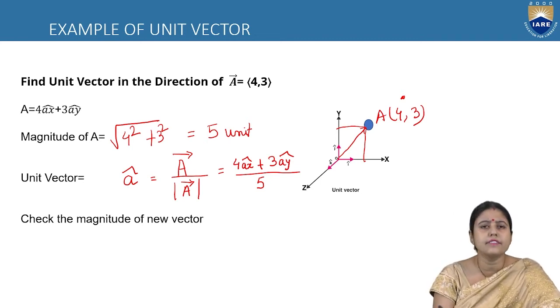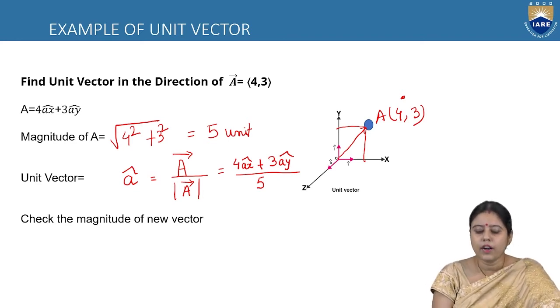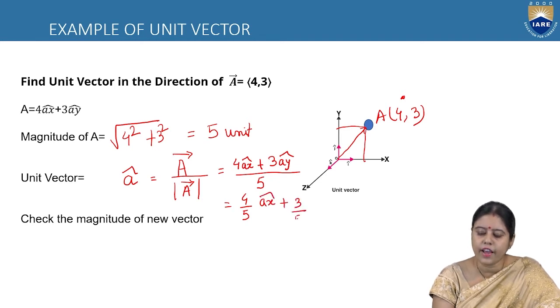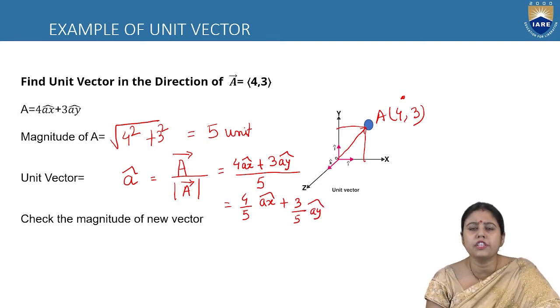We can see there is some value. So what is the value of the unity vector we got here? We got 4 by 5 ax hat plus 3 by 5 ay hat. So we have this vector, and we have some coefficients also. How can we tell it is a unity vector?